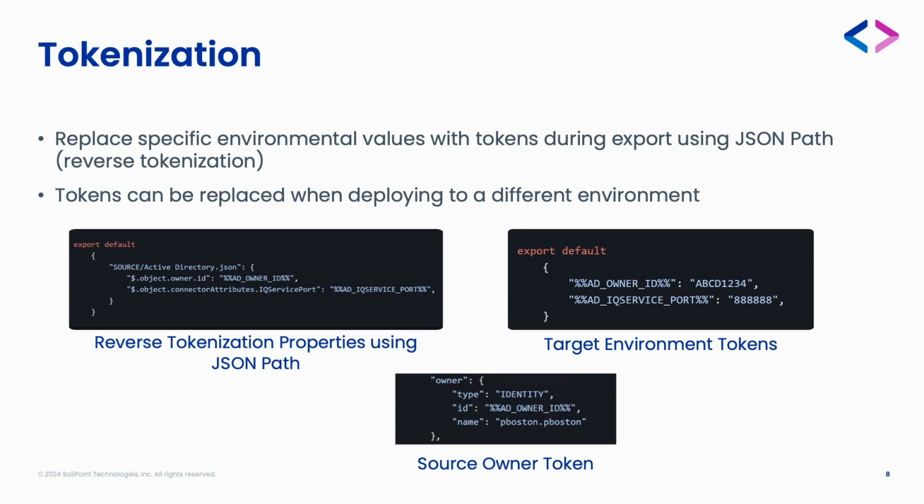So on the right-hand screenshot there, you can see, for example, the tokens that we did during our reverse tokenization. When we deploy this object, we can deploy the actual owner ID and our IQ service port, for example, if the port is different in Sandbox than it is in production. Something like our owners are always going to be different. So these are things that come in handy when you need to resolve those references for owners, for example.